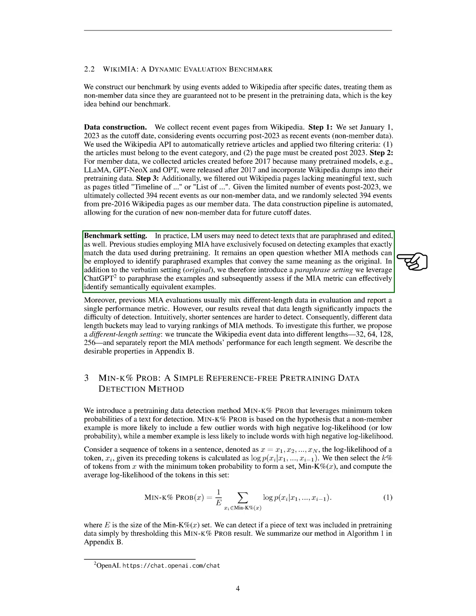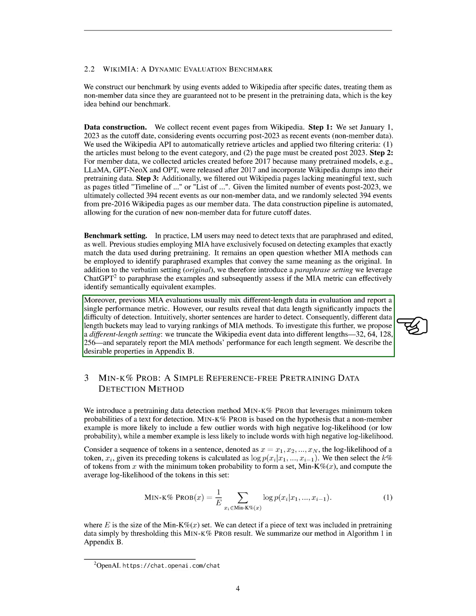We use ChatGPT to paraphrase the examples and then check if the MIA metric can effectively identify examples that are semantically equivalent. Also, previous MIA evaluations usually combine data of different lengths in evaluation and report a single performance metric. However, our findings show that the length of the data significantly affects the difficulty of detection. Shorter sentences, for instance, are harder to detect. Therefore, different data length categories may result in different rankings of MIA methods. To explore this further, we propose a different length setting. We cut the Wikipedia event data into different lengths, 32, 64, 128, 256, and separately report the performance of the MIA methods for each length segment.